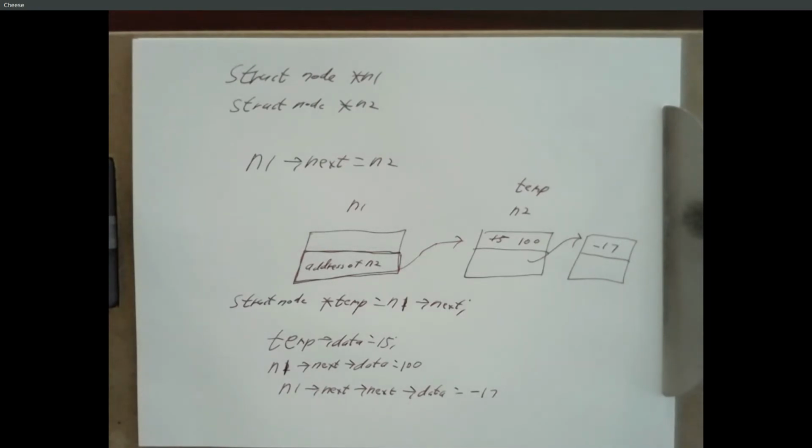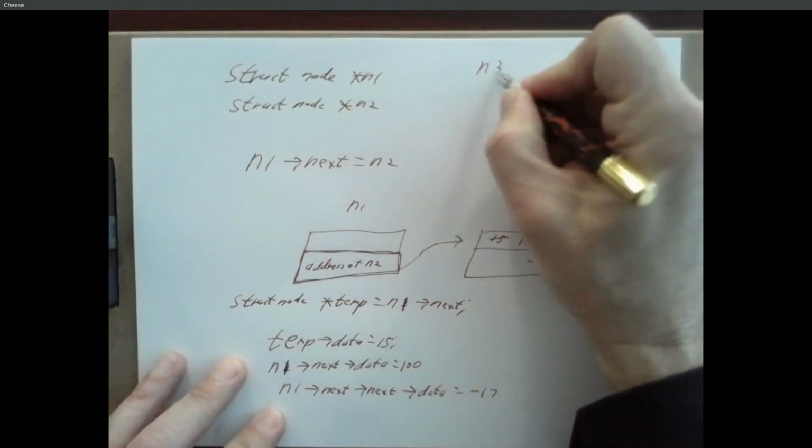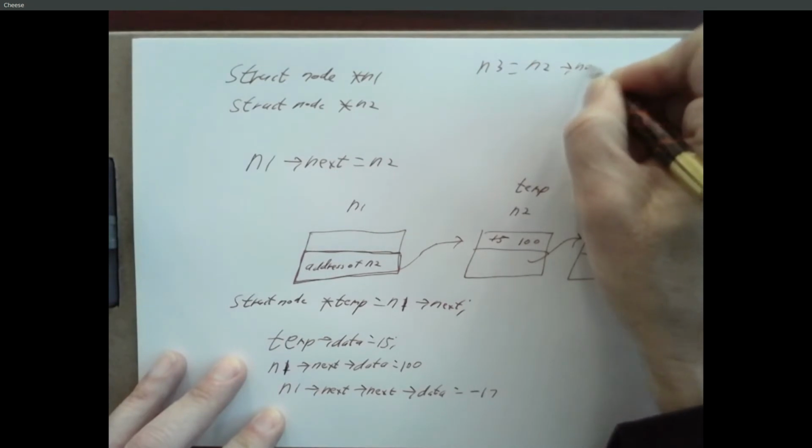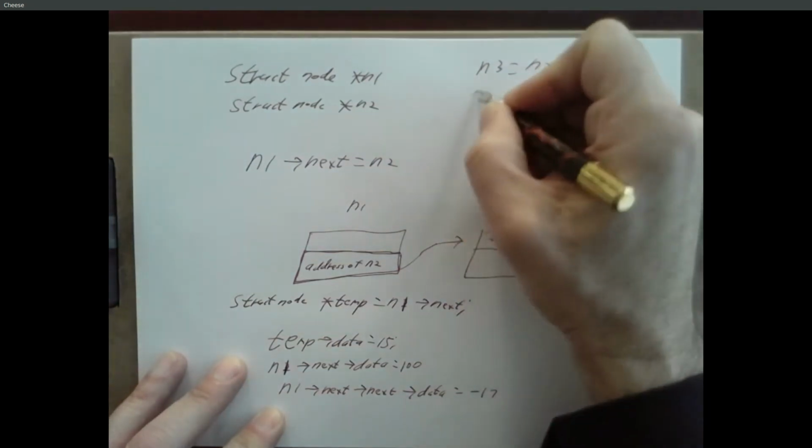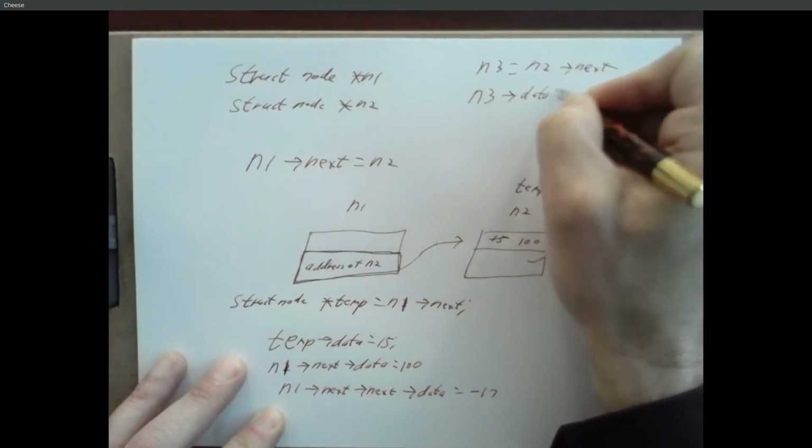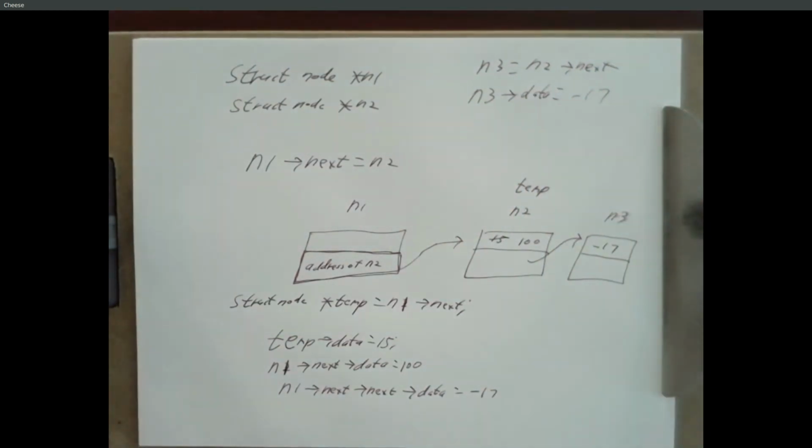Now we don't have to be able to write things like this. We can use temporary variables. We could say n2 equals n1 arrow next. We could say n3 equals n2 arrow next. And think of this as n3, and then we could say n3 arrow data equals negative 17. And it'll do the same thing as this. But at some point, this will start to be how we sort of picture these things in our heads. And sometimes it's easier not to have temporary variables like this, but you can always put in temporaries.